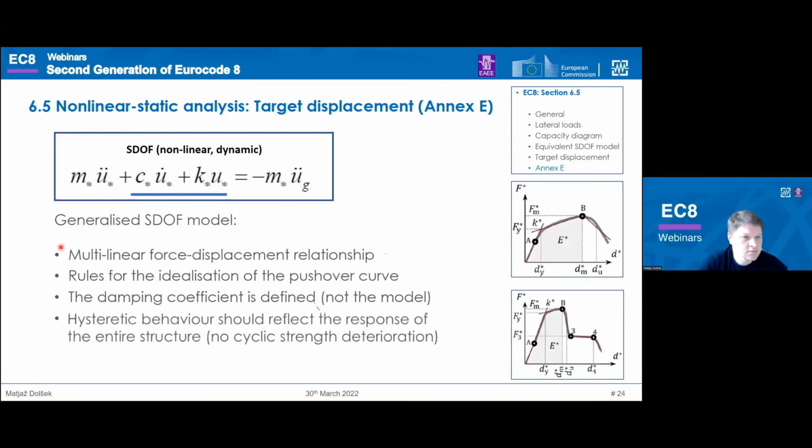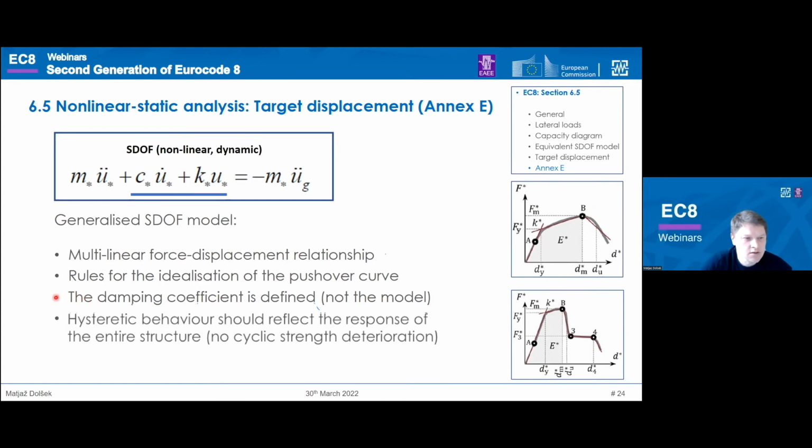Okay, so how is Annex E structured? First, it says yes, you can use a multilinear force displacement relationship. There are different examples of how you can do that. You can account not only for bilinear idealization, you can have softening, or for example, if you have an infilled frame, you can have a collapse of infills, and then the frame still carries some loads and so on. So there are rules for how to do this type of idealization.